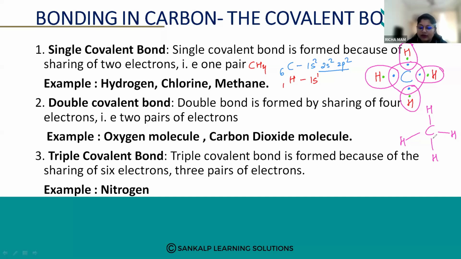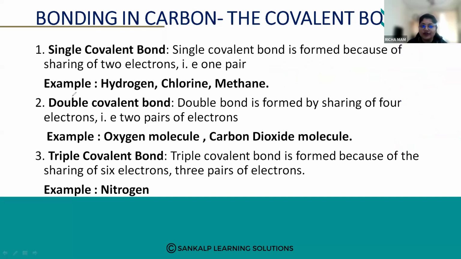So carbon and hydrogen are forming four single bonds. So single covalent bond means what? Two electrons. When two electrons are shared, it forms one single covalent bond. So here in methane, four bond pairs are formed, so single covalent bonds are formed. So this was about single covalent bond, the first type.